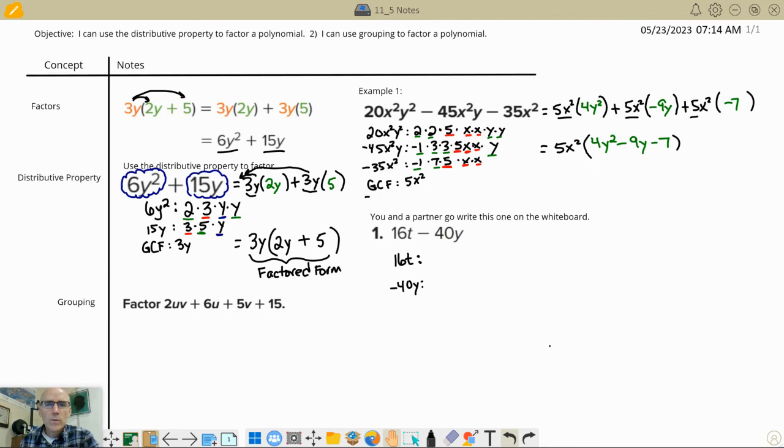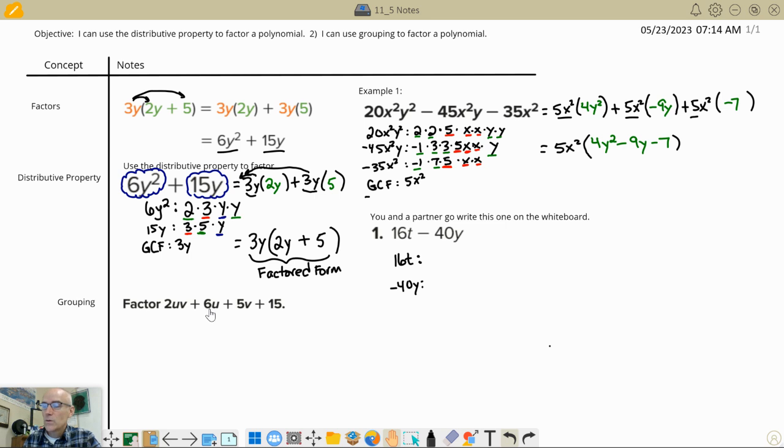The second method we're going to talk about when it comes to factoring is by grouping. In order to use this method, you have to have four terms at least. One, two, three, four. You could have more, but you can't have three terms. You've got to have four terms or five or six or whatever. And they have to have some common factors in a couple of them.